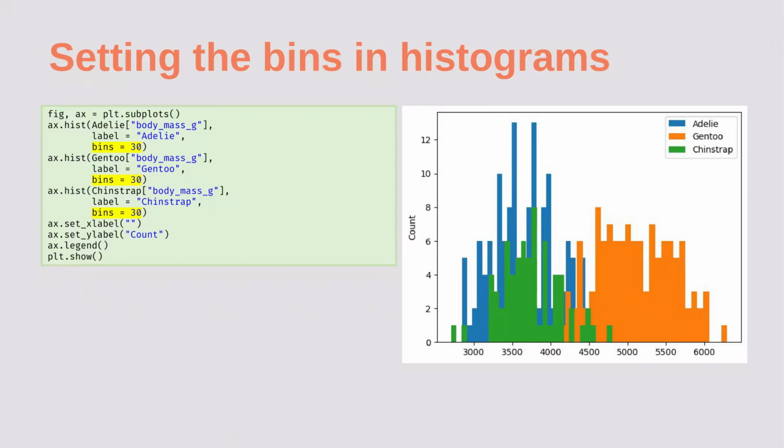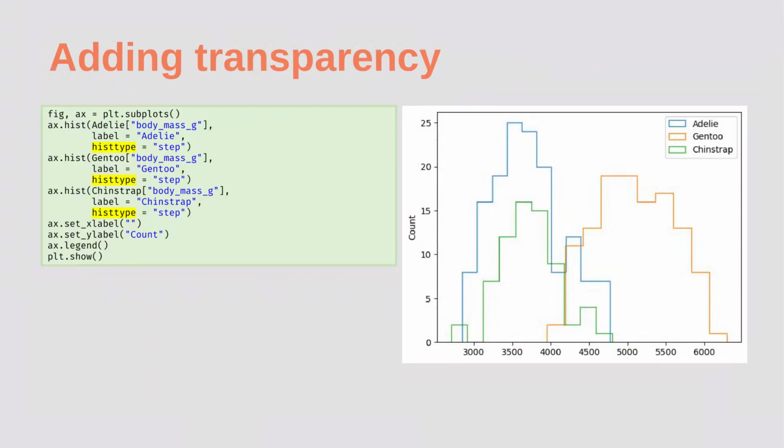the distribution. Sometimes part of a histogram can be hidden behind other bars. This is called occlusion. We can fix that by changing the type of histogram we use. Instead of the default bar type, we can set the histtype argument to step. This draws the histogram as thin outlines instead of solid bars, making it easier to see overlapping data.